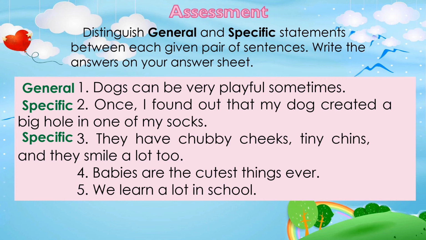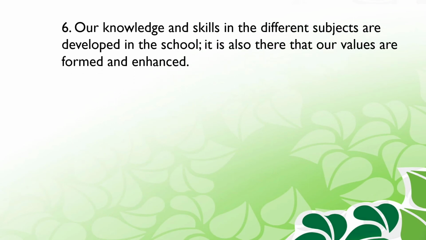And number 4, it's general because it's talking about the babies, many babies. Number 5 is general also because it talks about the school. It is a big idea. And let's answer number 6. Our knowledge and skills in the different subjects are developed in the school. It is also there that our values are formed and enhanced. What's the answer? Correct. It's specific because it has details and illustrations.